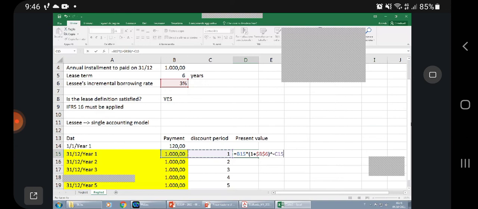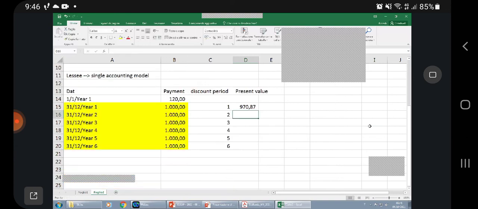Okay? This means that the present value of the first installment is 970,000. This means that it is the same, if the interest rate is 3%, to pay 1,000 at the end of year 1 or 970 euros at the inception. It's the same.